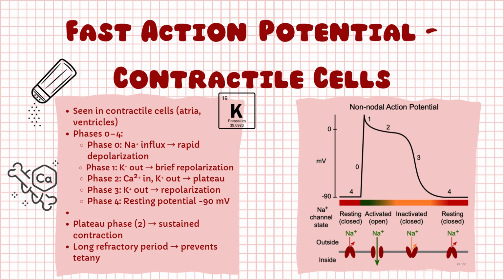Phase 3 is repolarization. Calcium channels close, and potassium efflux dominates, bringing the membrane potential back down. Phase 4 is the resting membrane potential. It stays stable at around -90 mV until the next depolarization. The key takeaway? This long action potential, especially the plateau phase, creates a long refractory period. This prevents tetany and allows the heart time to refill between beats.